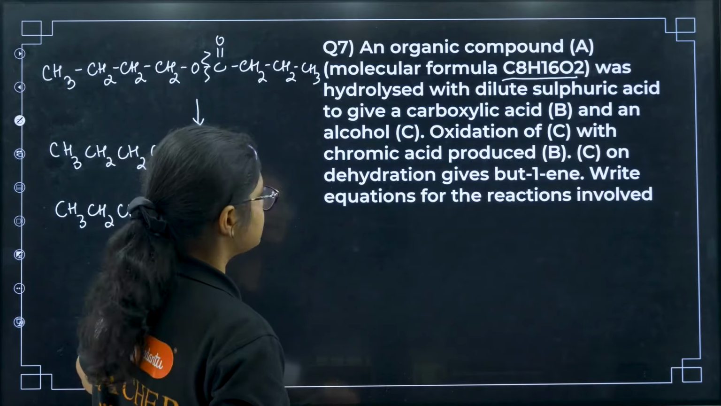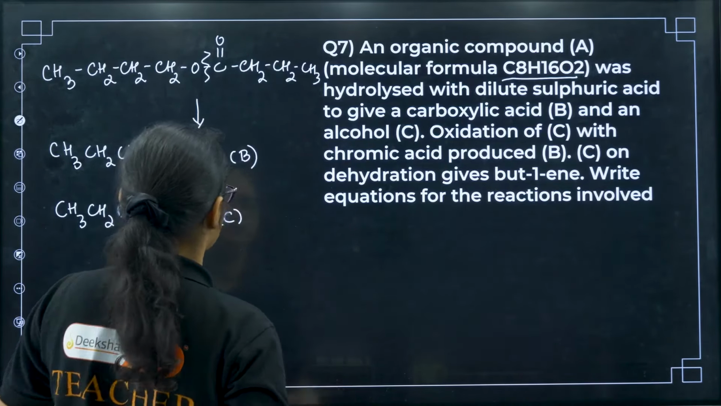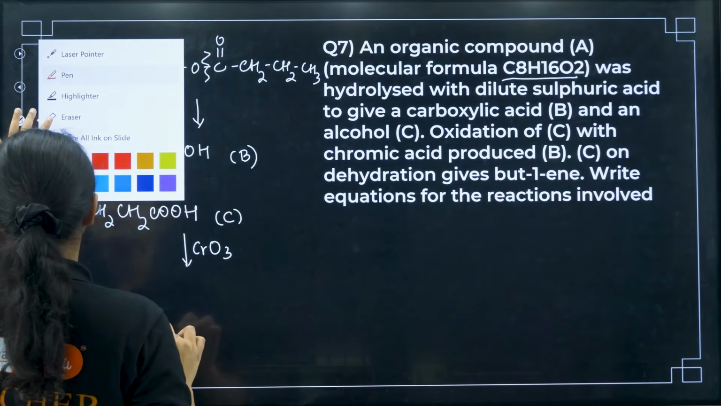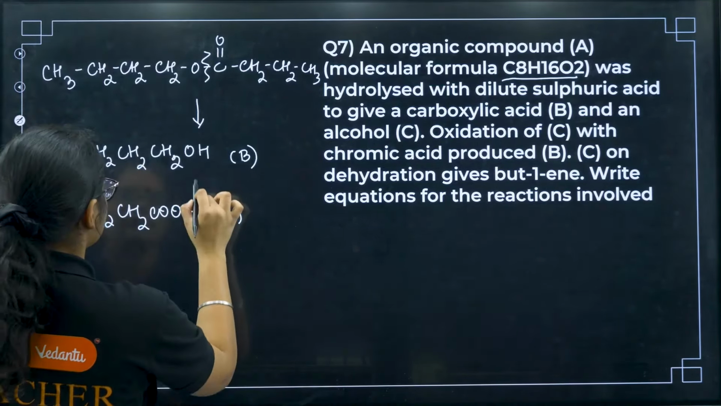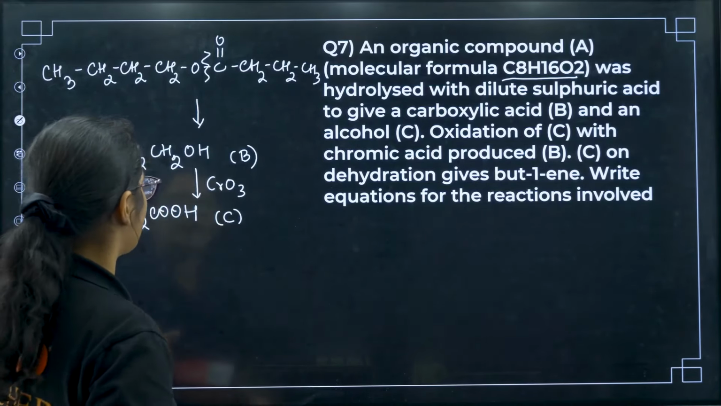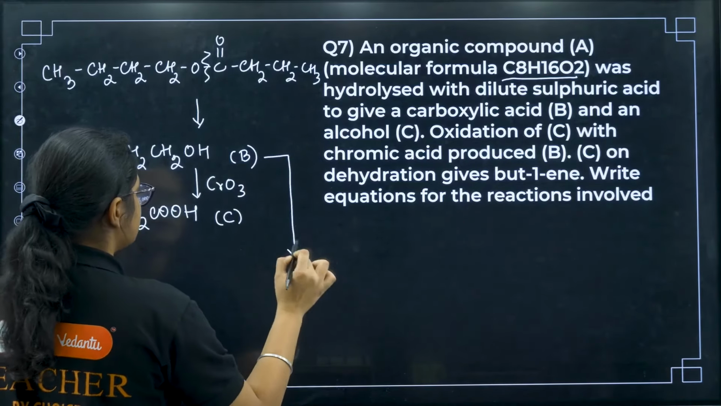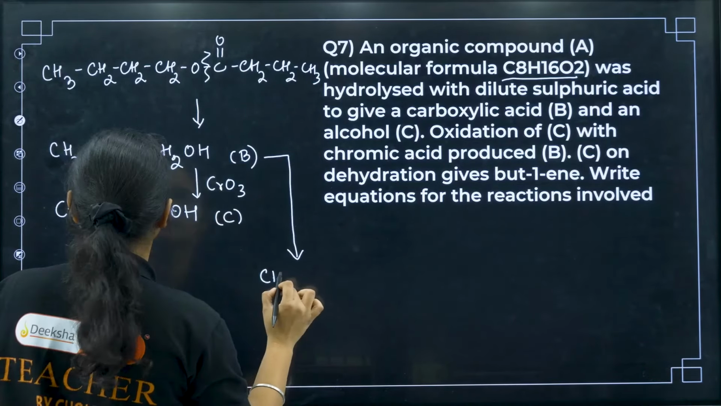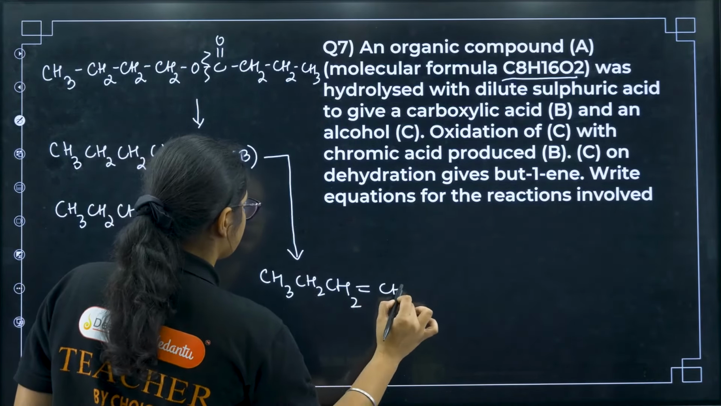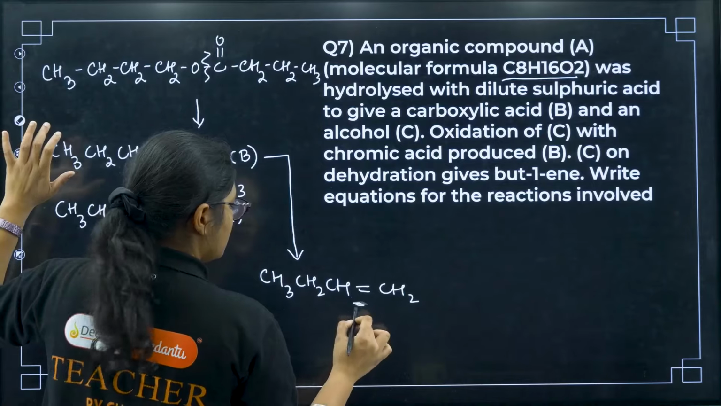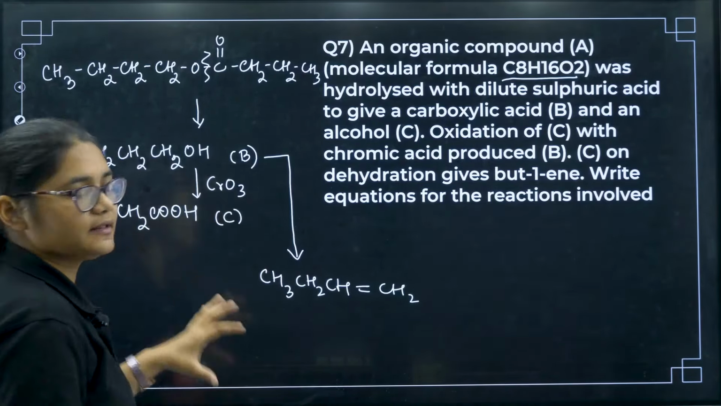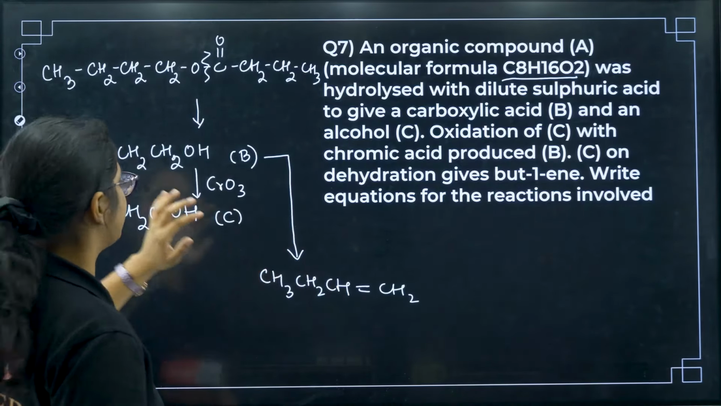Next, oxidation of C with chromic acid produced B. Okay, so if this one is oxidized with chromic acid, sorry, not this one, B. If B is oxidized with chromic acid, it will give you C. C on dehydration, if we dehydrate this one, will give you butene, that is clear. So this will be the product here. So write all the reactions involved. I have written the reactions. You have to write it in full sentences and write it clearly.